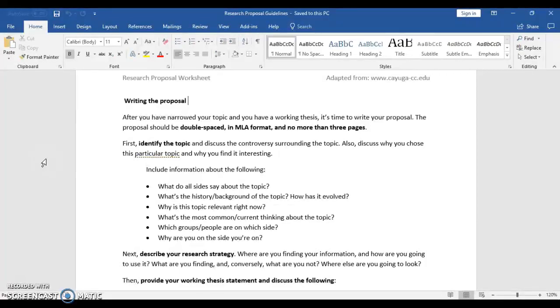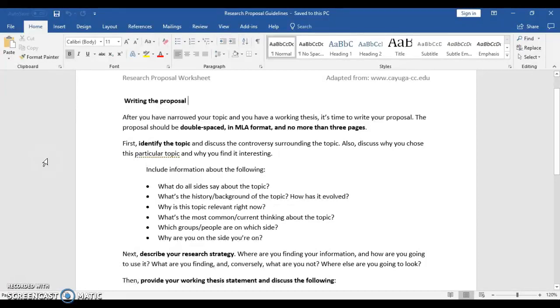So you've got your topic, you have a working thesis from your interest inventory from that last part. This proposal should be relatively short. So it should be double-spaced in proper MLA format and no more than 3 pages. Your 4th page will be a bibliography, works cited. So this is very straightforward.